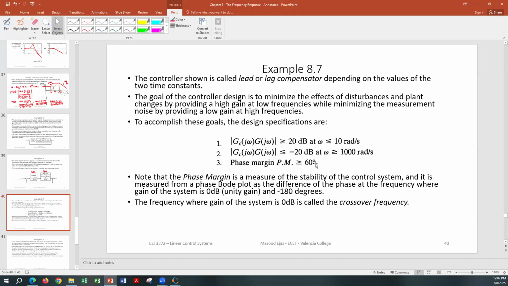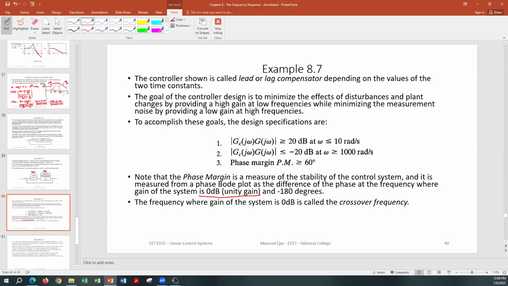Phase margin has to be greater than or equal to 60. So this is the first time we are looking at the phase margin. What is phase margin? Phase margin is the measure of the stability of the control system, and it is measured from the phase Bode plot at the frequency where the gain of the system is 0 decibel. So you look at the frequency at which 0 decibel is happening, and then you look at the phase Bode plot at that frequency and observe the phase of the system at that frequency, and compare it with negative 180 degrees.